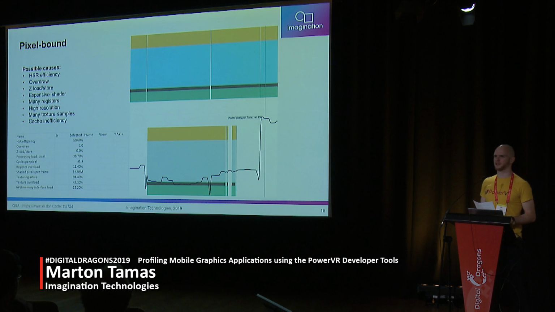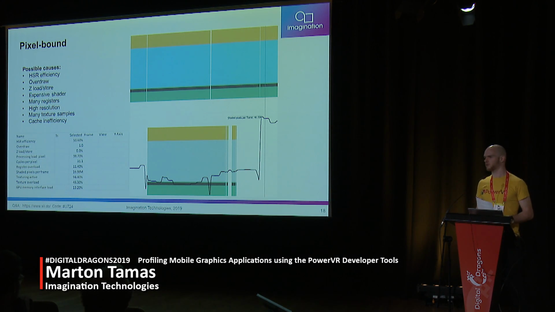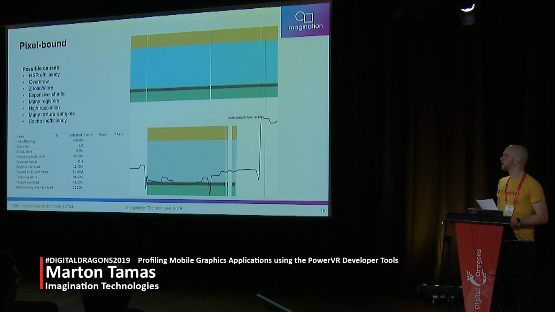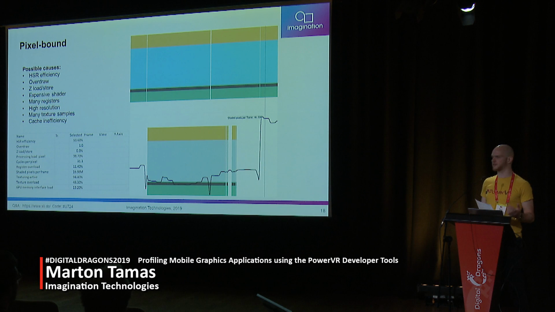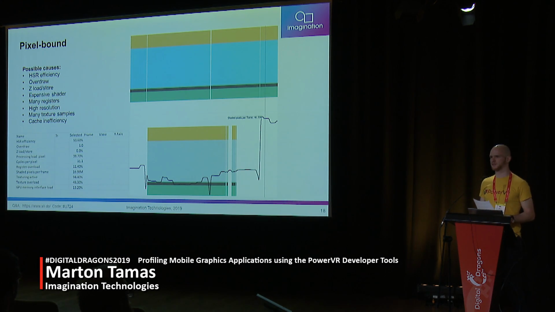It also could be that your shaders are simply too expensive. We have various tools for that, or you're consuming too many registers, or maybe your shadow map is just too high resolution. Or maybe you're taking too many texture samples and you need to consider using a different filter or fewer samples. Or it also could be that your samples are spatially incoherent, so that will cause some cache inefficiencies, especially in mobile because we don't have that large caches.